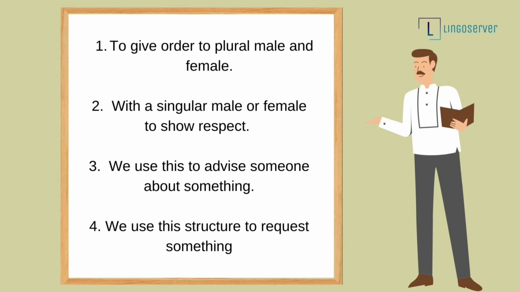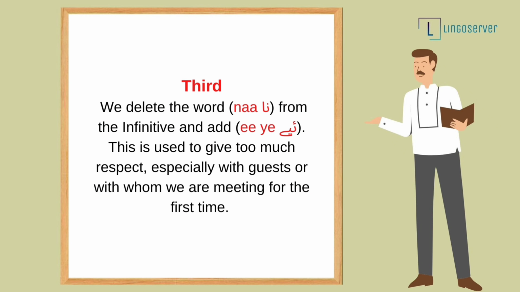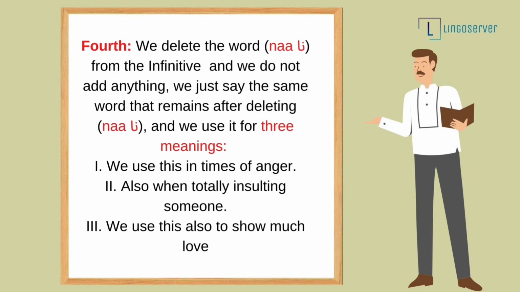Number 1, to give an order to plural male and female. Number 2, with singular male or female to show respect. Number 3, to advise someone about something. Number 4, to request something. Now the third way: we delete na from the infinitive and add ea. This is used to show too much respect, especially with guests or with people we are meeting for the first time. And the fourth way is, we delete na from the infinitive and do not add anything.